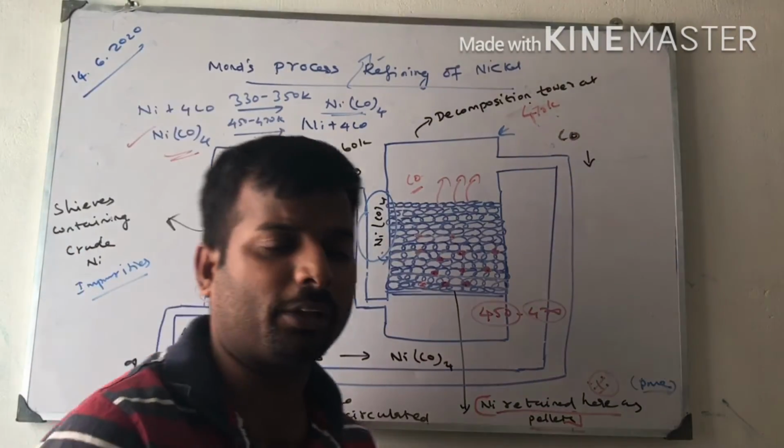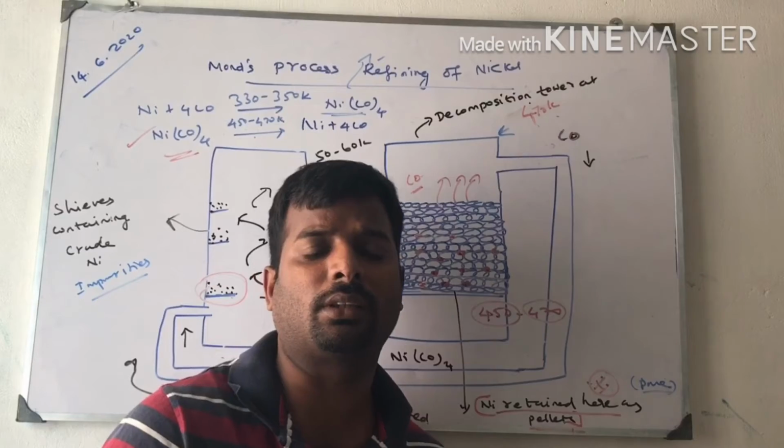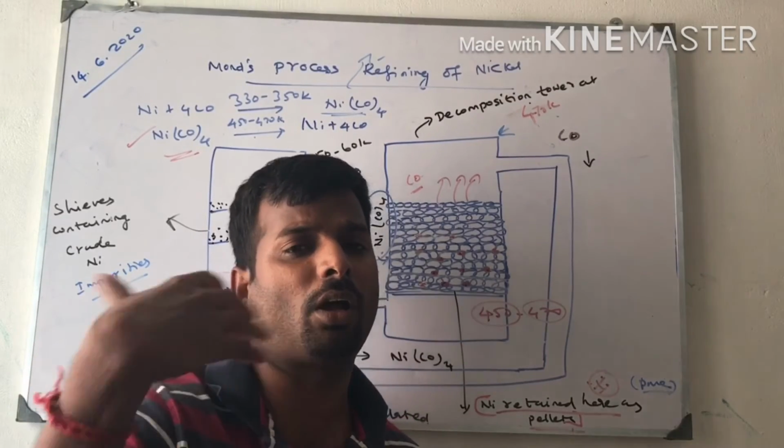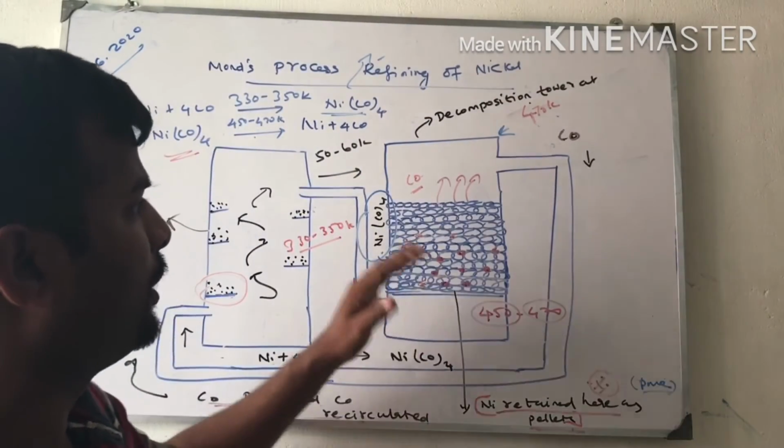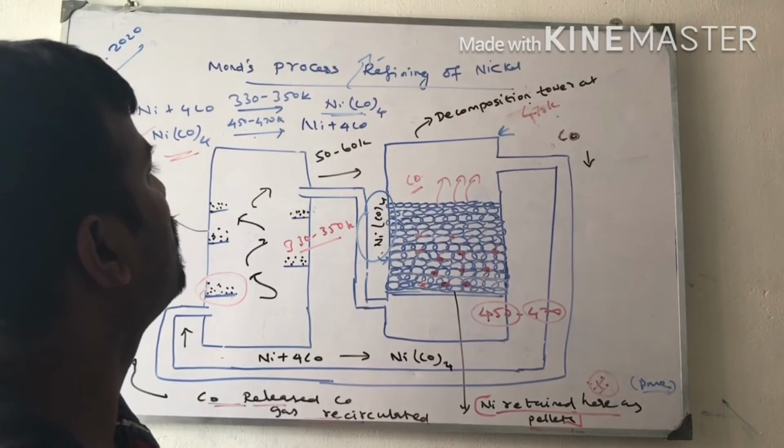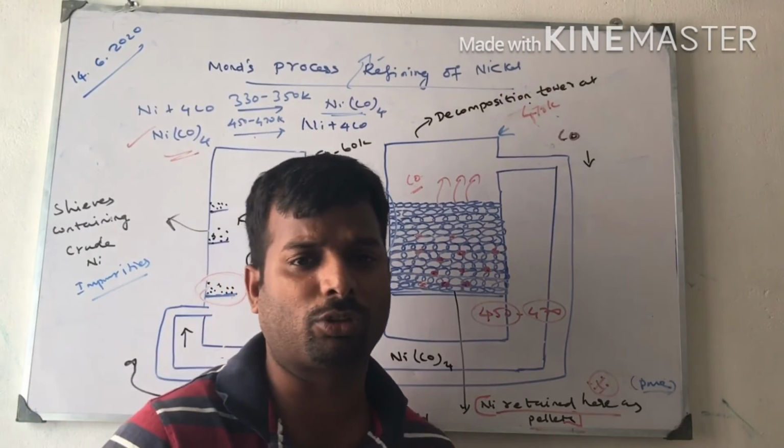Already we have completed crushing, concentration, froth flotation, then smelting, a lot of processes. After completing these, we refine by this method. The Mond process is an important method. One more question they may ask.